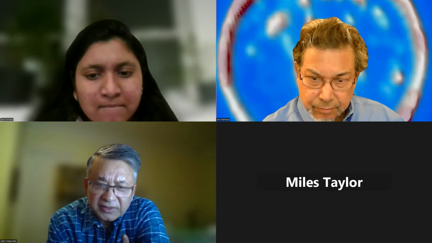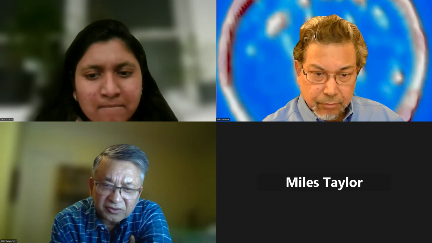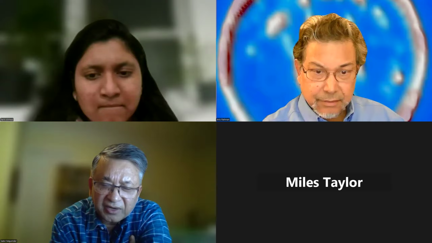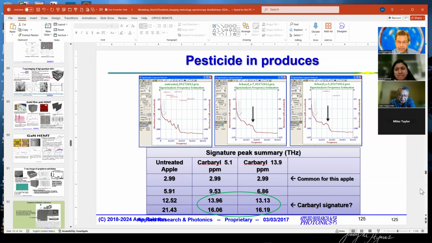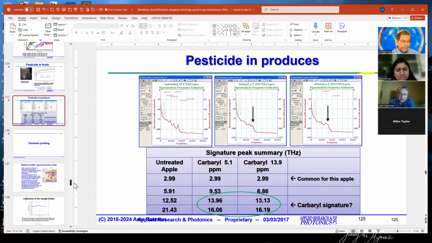First one is, these 2 samples are treated in the laboratory with that concentration, right? Not out of the garden. Not out of the garden. Yeah, this apple was sliced in the lab. And then carbaryl was added to it. Yeah. Okay.